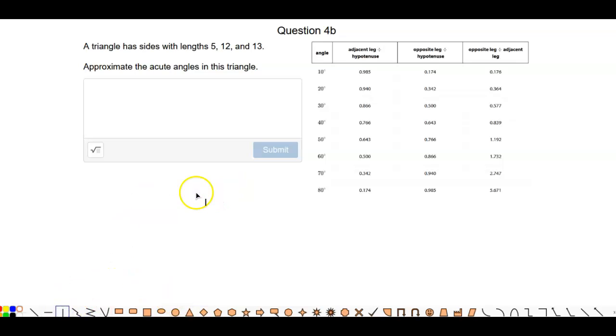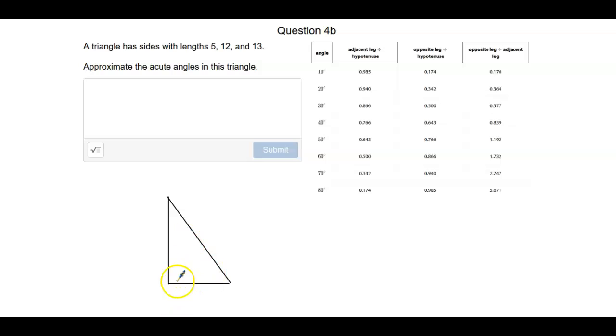Aren't you impressed with my super straight lines? Probably not. Okay, so there's our right triangle. Not perfect, but it'll do.